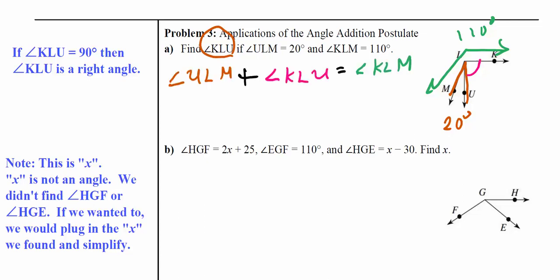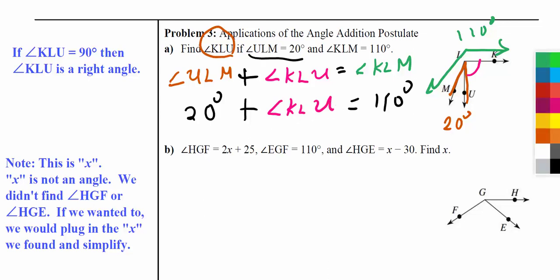So we set up the angle addition postulate we have here, and I have it color coded as well for you to be able to follow along. I have the smaller angle, angle MLU or ULM, plus angle KLU or ULK is the entire angle, the green one, angle KLM. Let's go ahead and substitute what we've been given. So we know that ULM is 20 degrees, and we know that KLM is 110 degrees. And we don't know what KLU is, so that's what we're solving for.